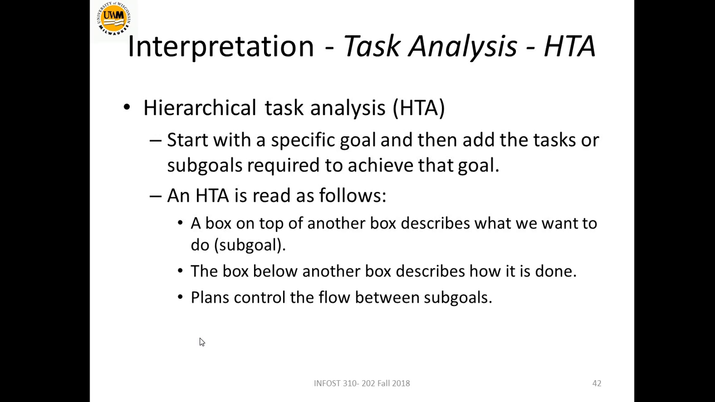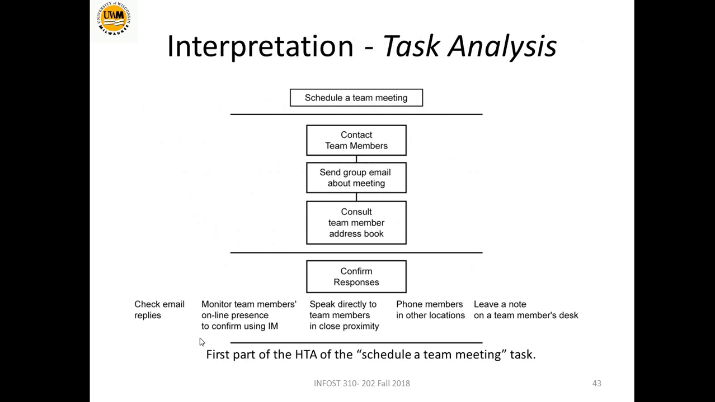Hierarchical task analysis: we start with a specific goal and then we add tasks or sub-goals. If we want to show it in a graphical manner, we have a box on top of the other boxes that describes what we want to do, and then the boxes under the box describe how it is done. For example, if we want to schedule a meeting, this is the task. We have to perform contact and then send group emails about the meeting and then consult team members. And then afterwards, we confirm responses. So it's a hierarchy.